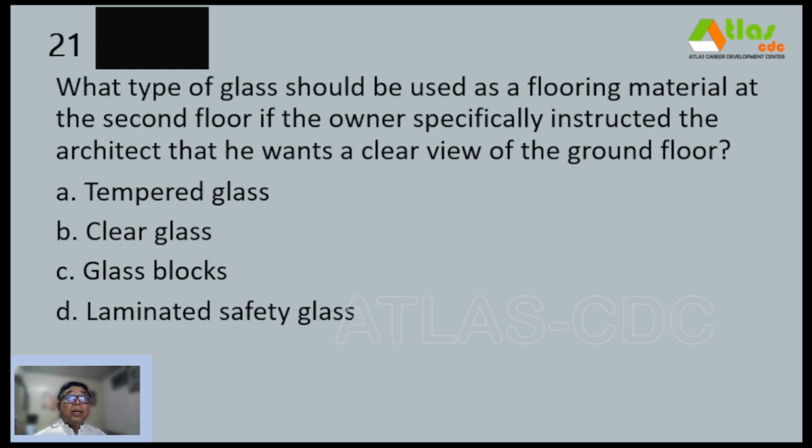21. What type of glass should be used as the flooring material at the second floor if the owner specifically instructed the architect that he wants a clear view of the ground floor? A. Tempered glass. B. Clear glass. C. Glass blocks. And D. Laminated safety glass.